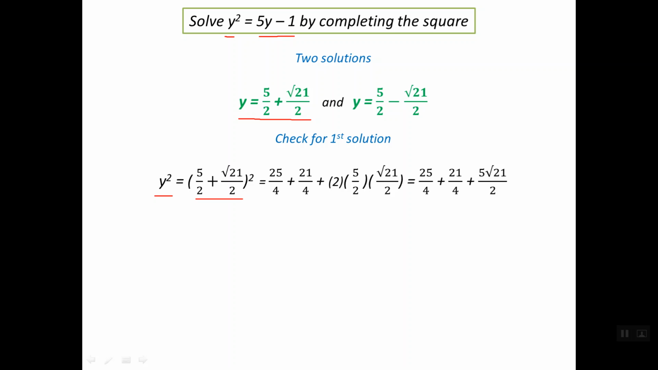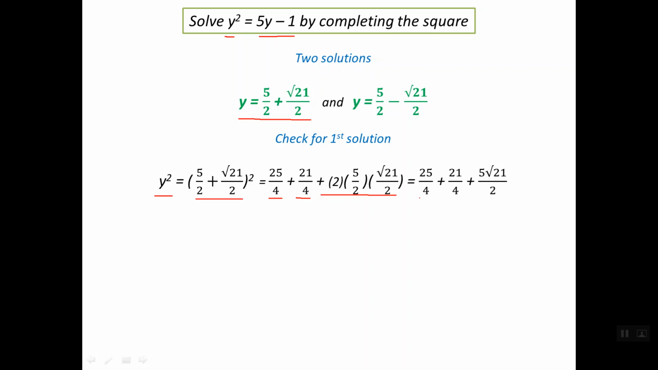So we have two terms all squared. The first term, we square it. So 5 divided by 2, the square is 25 divided by 4. And we square the second term, so we get 21 over 4, plus 2 times the first term times the second term.